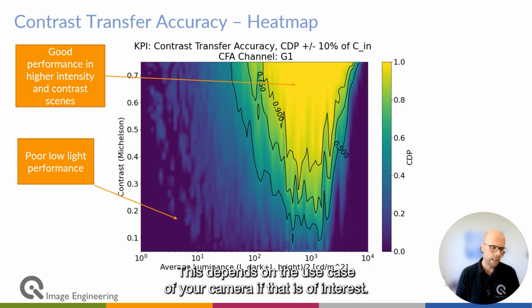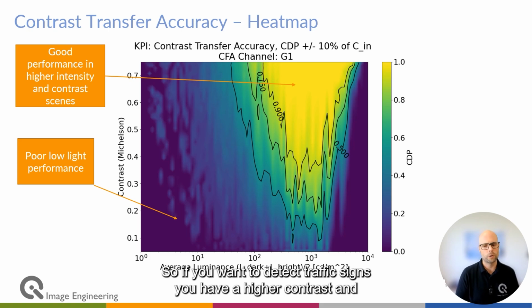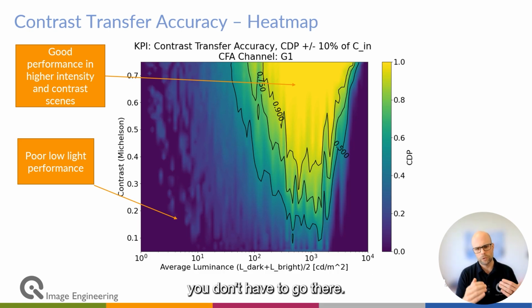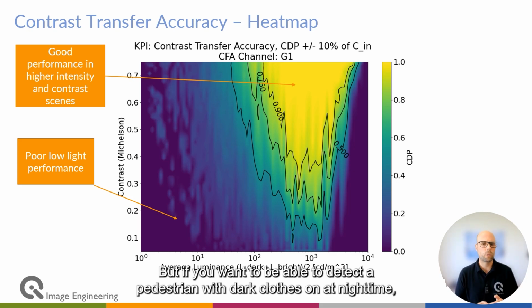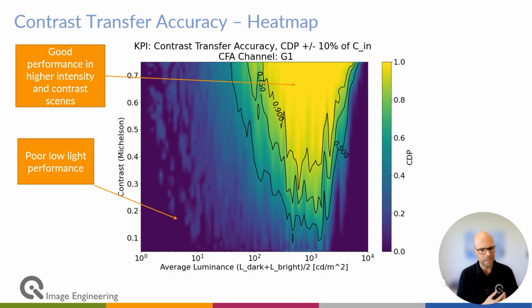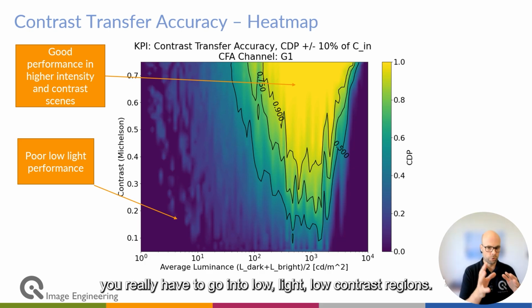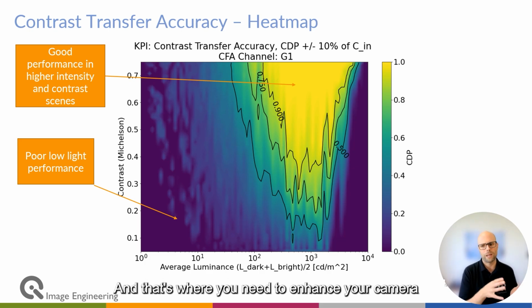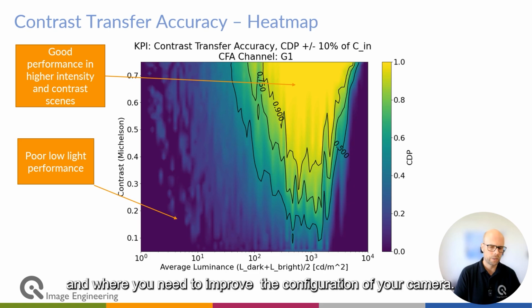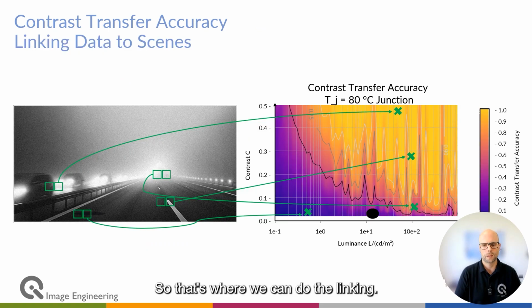It depends on the use case of your camera whether that is of interest. If you want to detect traffic signs, you have a higher contrast, so you don't have to go there. But if you want to be able to detect a pedestrian with dark clothes at nighttime, you really have to go into low light, low contrast regions. That's where you need to enhance your camera and configure it. So that's where we can do the linking.